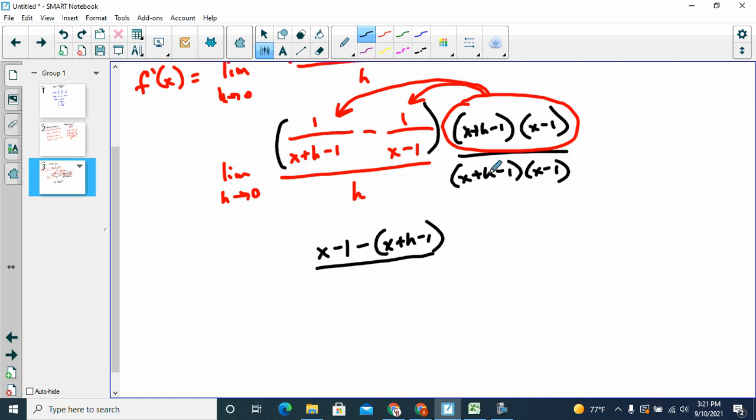On the bottom, we are not going to FOIL this. We're not going to distribute this h. We're not doing any of that. We're just going to leave it as it's written: h times x plus h minus 1 times x minus 1. Distribute this minus sign here.